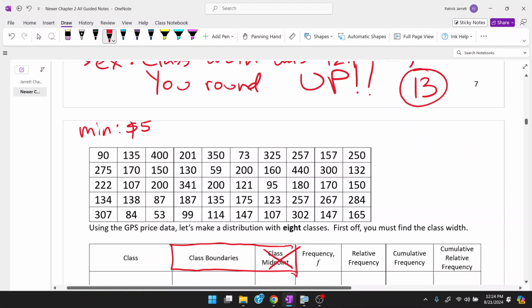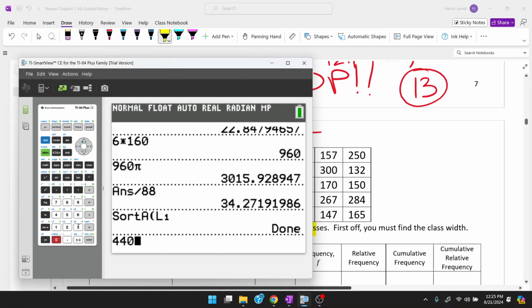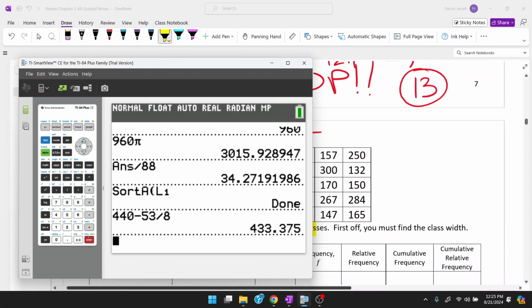$53 was the minimum. What is the maximum price? $440. So we need to figure out the class width, or CW. That is 440 minus 53. And how many classes were there? 8. So you would do 440 minus 53 and divide it by 8, and I get a class width of 434.